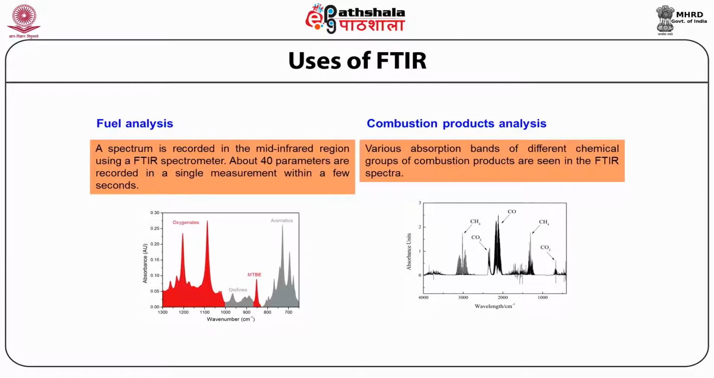Not only this, you can also analyze combustion products. Various absorption bands of different chemical groups of combustion products are seen in FTIR. You can see here that the combustion product of methane gives a peak around 3000 wave number, but the combustion peak of carbon monoxide and carbon dioxide is around 2000, and again the carbon dioxide has a very low frequency. So by this you can identify the combustion product as well by using FTIR.